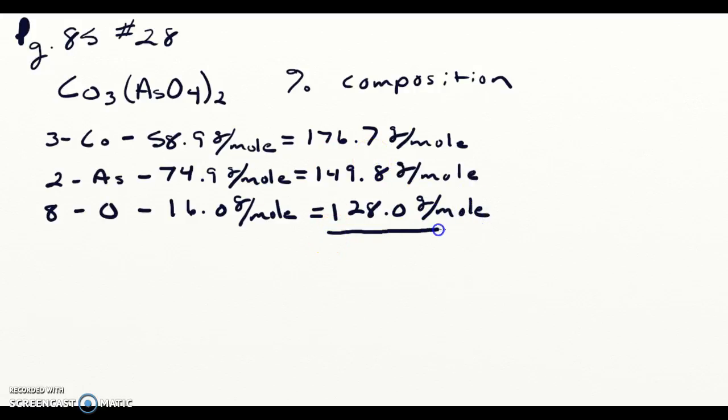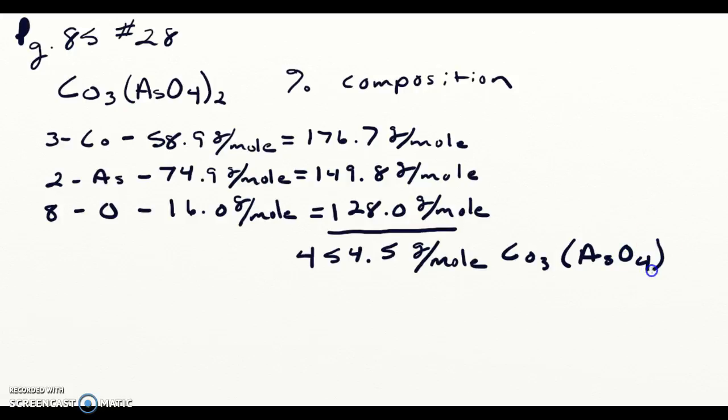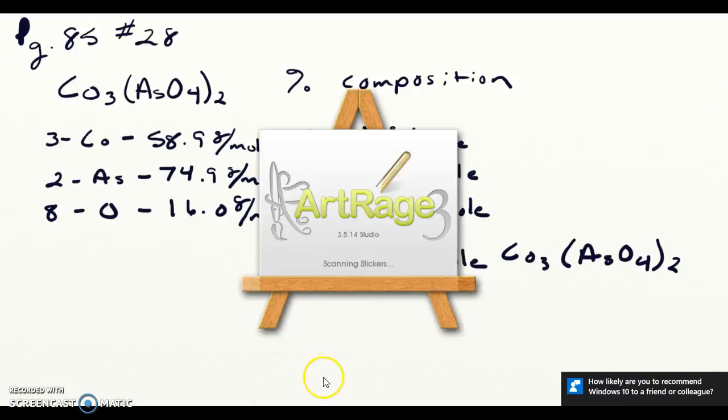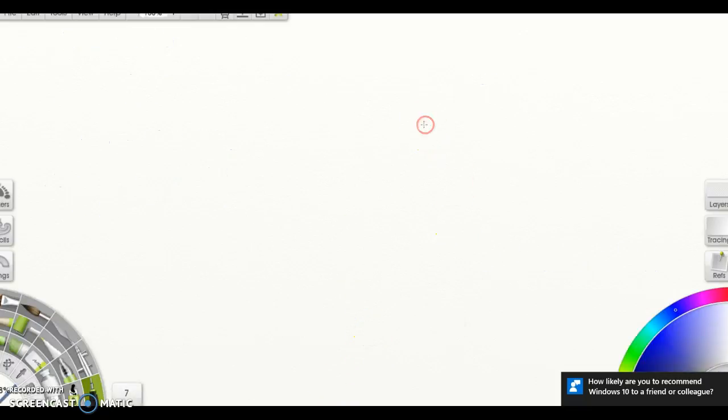So all I'm going to do now is add these up, and I get a big total here. I get 454.5 grams per mole of this compound, cobalt arsenate. Okay, so I'm going to need a new page, because I'm going to break down each element. I need each element to show you the percent of each one. So here's what it's going to look like, and I'm going to bounce back and forth between these pages.